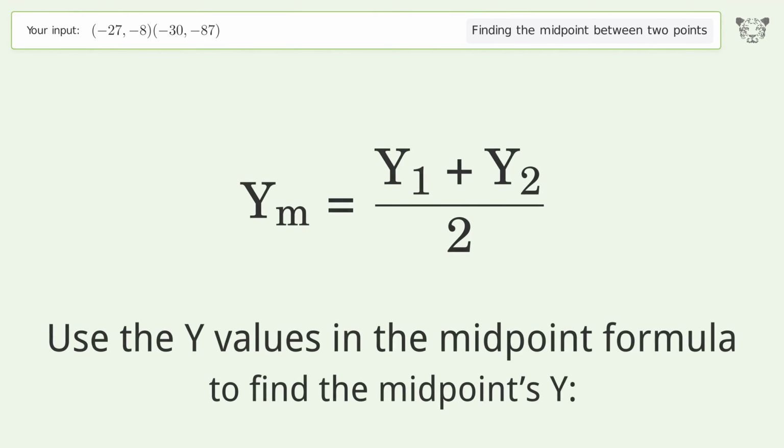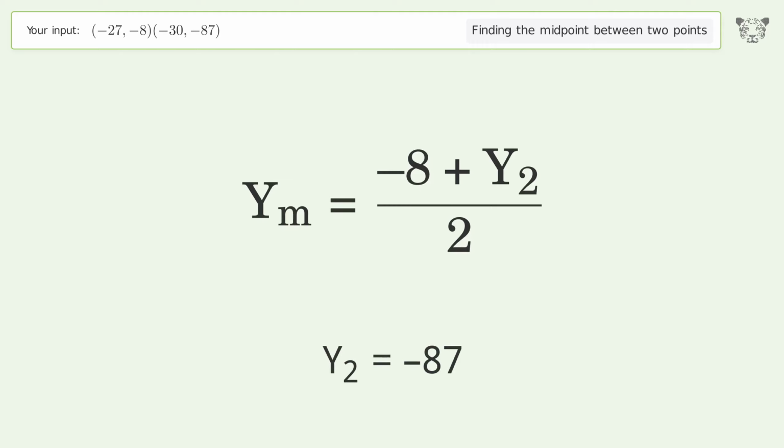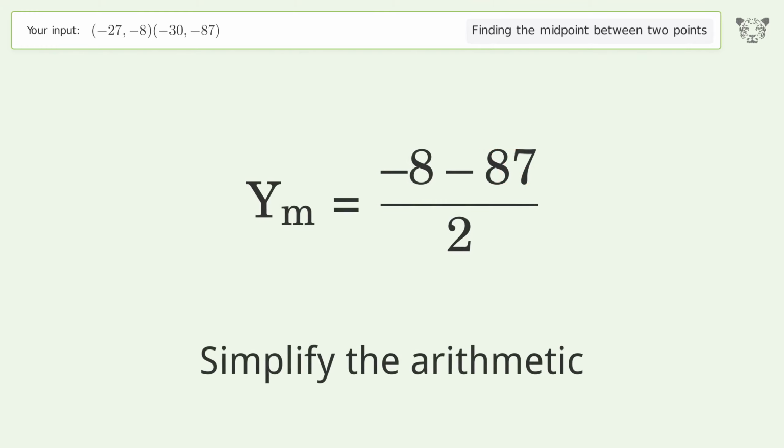Use the y values in the midpoint formula to find the midpoints y. y1 equals -8. y2 equals -87. Simplify the arithmetic.